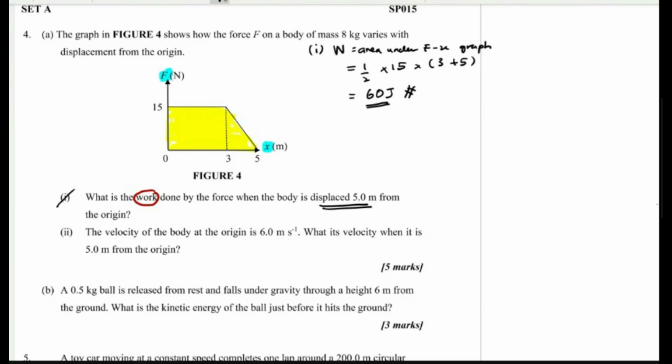And then the velocity of the body at the origin is 6 meter per second. That's mean U dia lah. U is equal to 6 meter per second. Velocity of the body at the origin, origin tu maksudnya at X equal to 0. So what is velocity when it is at 5 meter from the origin? Apa konsep kita nak pakai? Kita ada work, lepas tu kita nampak ada the change of velocity. From 6 meter per second, kita nak kira V dia berapa.